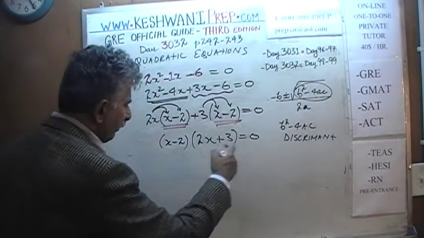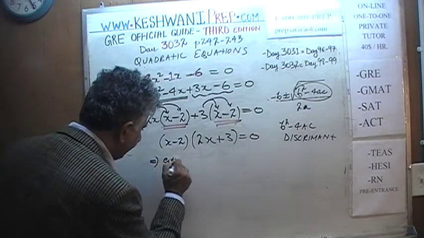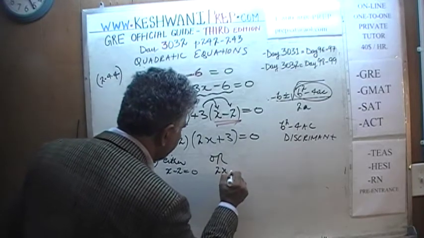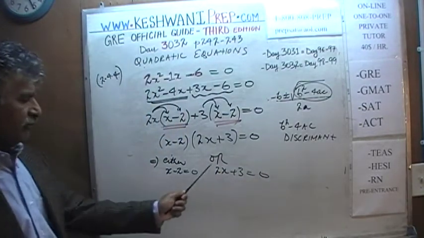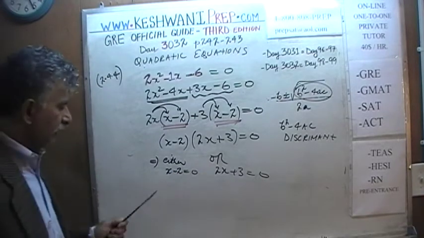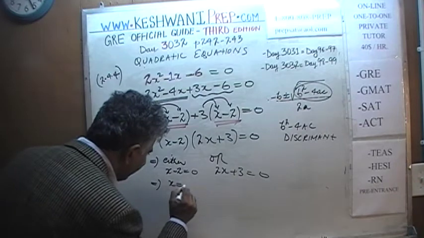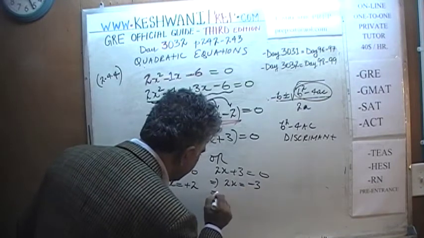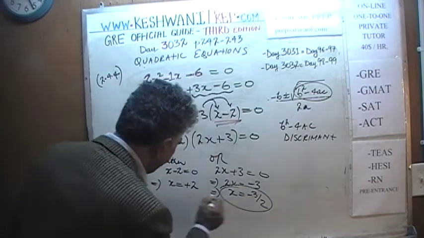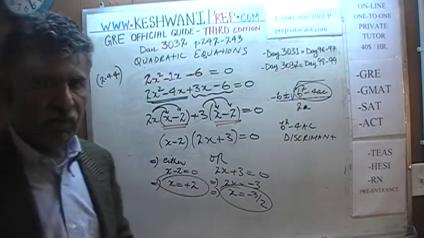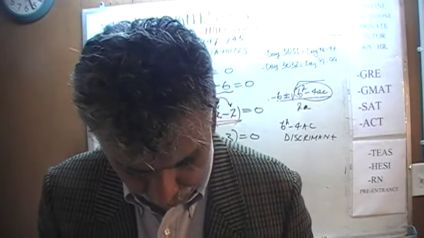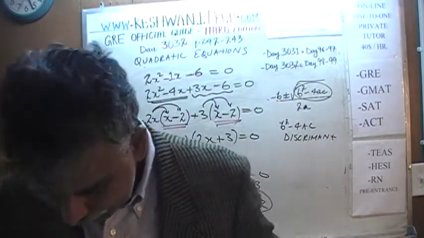If the product of two quantities is equal to 0, which implies that either x minus 2 is equal to 0, or 2x plus 3 is equal to 0. That's the only way the product of these two quantities is going to be equal to 0. This implies that x must be equal to positive 2, and that 2x must equal negative 3, which in turn implies that x must be negative 3 halves. As you recall, these are the exact same solutions that we found by using the quadratic formula. Nothing is going to change here. That was number 4.